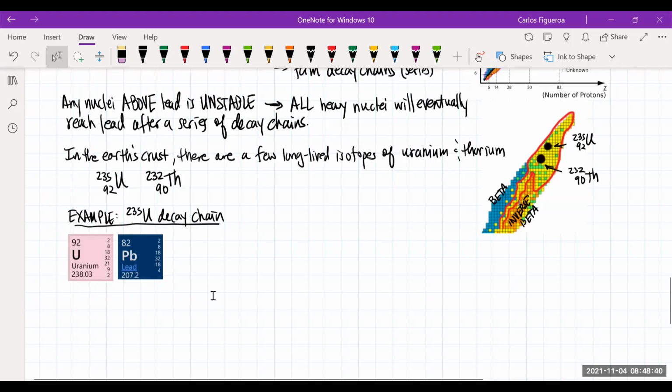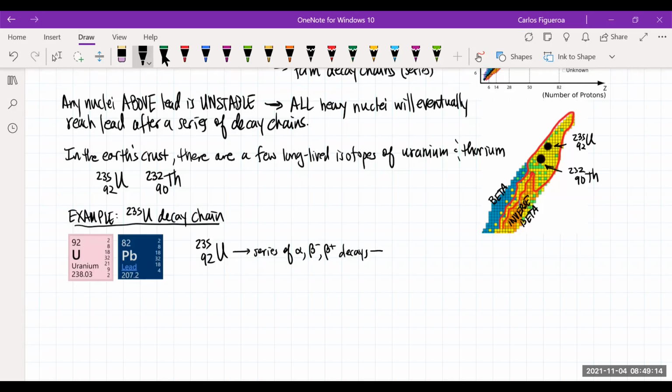So this is complicated, and I don't want to scare you in any shape or form, because I would never ask you to do this. But this is what we're going to find here. We know it's got to go towards lead. And so we have uranium 235, 92. And so now we have a series of alpha, beta minus, beta plus decays.